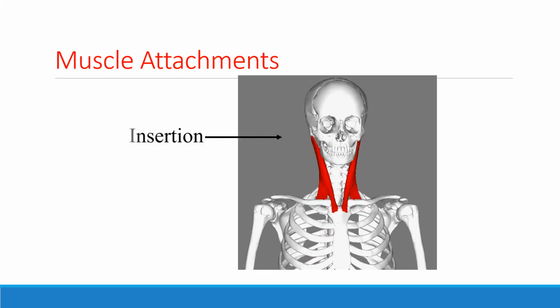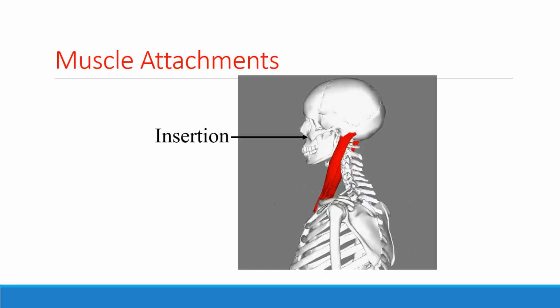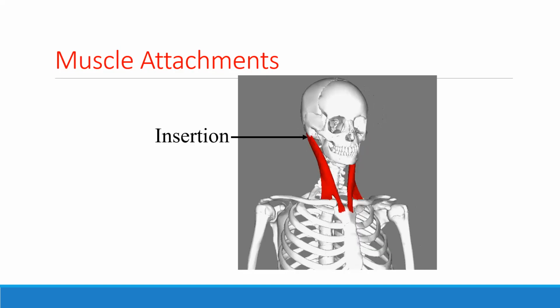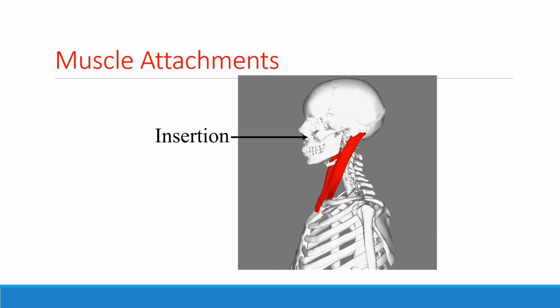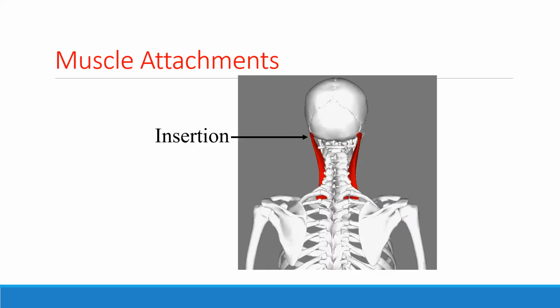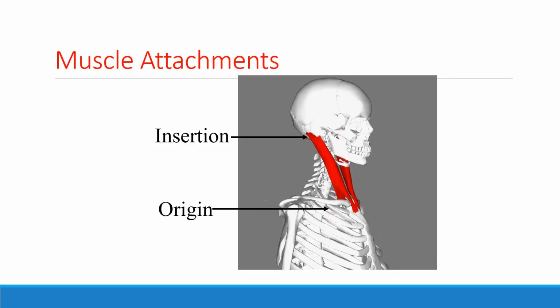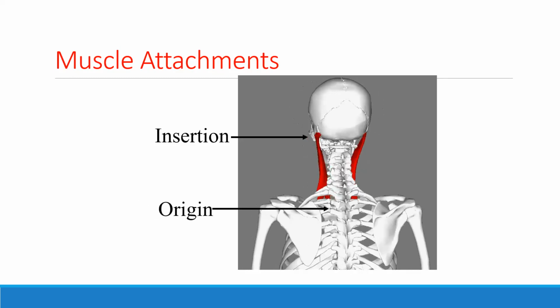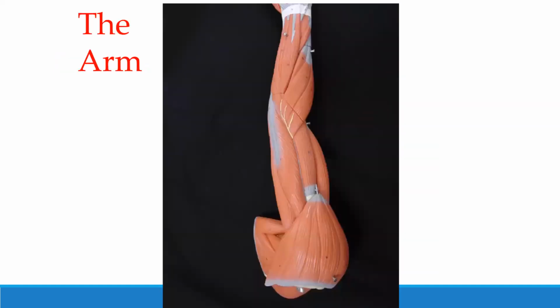Origins and insertions. There's your insertion on the mastoid process. The mastoid process moves because the head turns. When the sternocleidomastoid, the muscle in red, contracts on the right-hand side, it turns the head to the right. When it contracts to the left, it turns the head to the left. The origin is going to be on the sternum and the clavicle, but the insertions are going to be on the mastoid process.